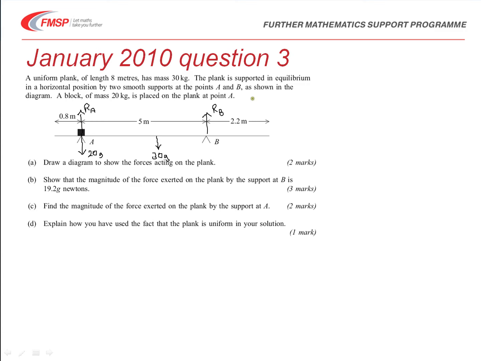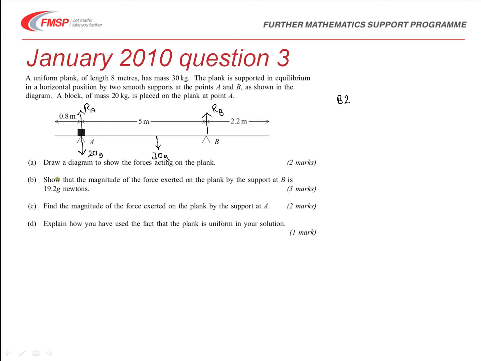2 marks for that. If you're showing all 4 forces and clearly showing them labelled as well, that will give you the 2 marks. If you've only got the forces and they're not clearly labelled, then you will only get 1 mark rather than 2.